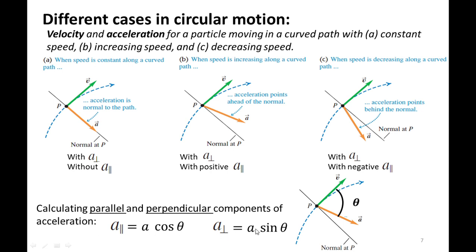So to calculate the parallel and perpendicular components of the acceleration, say for example you know the total acceleration but you do not know the values of the parallel and the perpendicular acceleration, these equations will be used. To calculate the parallel acceleration, all you have to do is multiply the magnitude of the total acceleration by the cosine of theta, while when you want to calculate the perpendicular acceleration, all you have to do is multiply the magnitude of the total acceleration times the sine of theta, where theta is the angle between your velocity and the total acceleration. So that's how you calculate these two components.